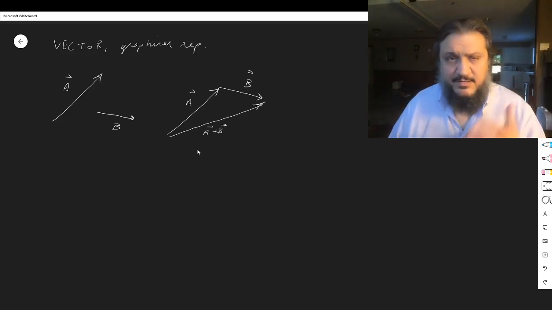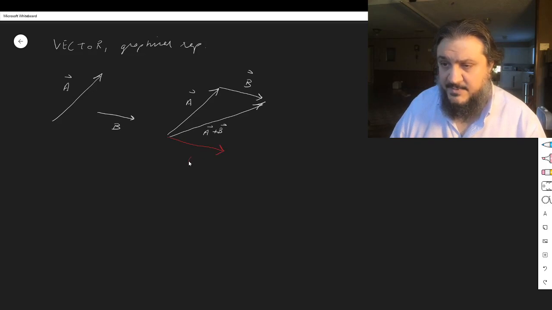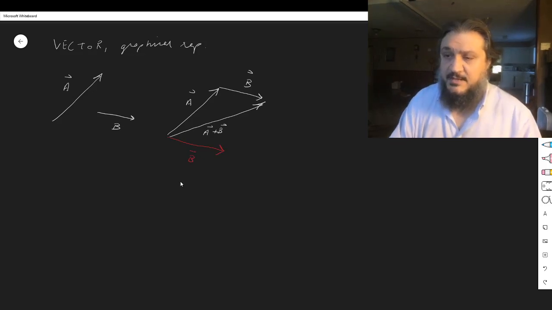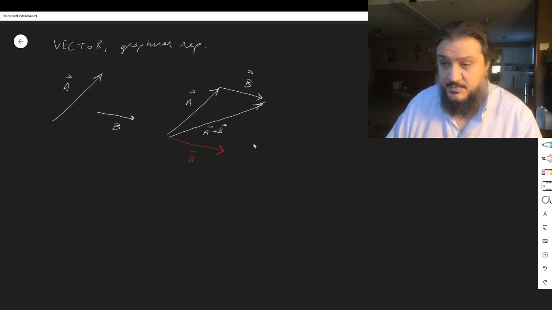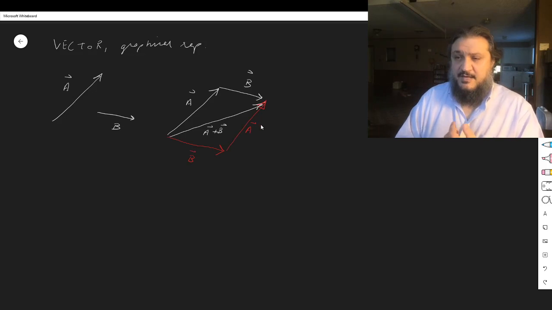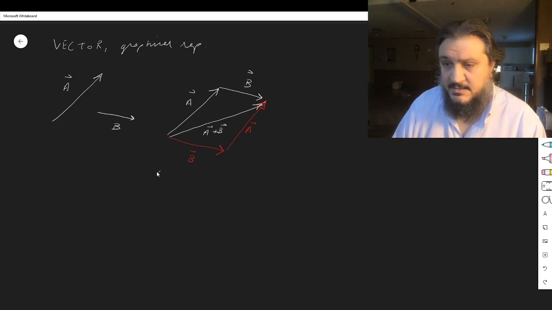Now, there's an alternative way of looking at it, and that is by parallel transporting the second vector. Once you find it like this, you can transport it here so that both A and B start at the same point. I mean, you could view it as A being transported parallel as well, like this. So this way you have a four-sided object, which is called a parallelogram.